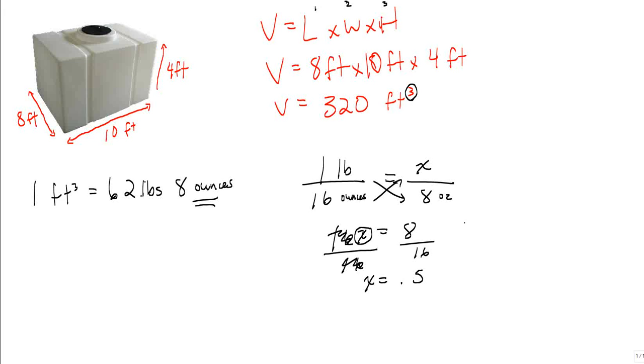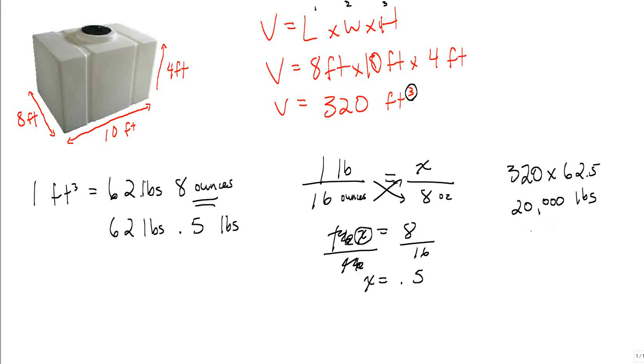Now we can just simply multiply. So I guess we should just quickly write up here, 62 pounds, 8 ounces is the same as 62.5 pounds. Now we just simply multiply how much water there is times the weight, and we are left with 20,000 pounds. Now, his tank will weigh 20,000 pounds once it is full of water.